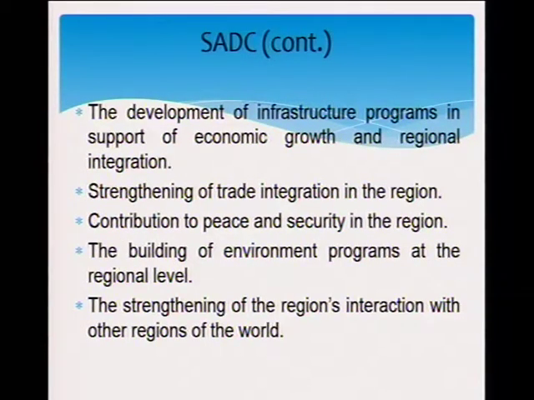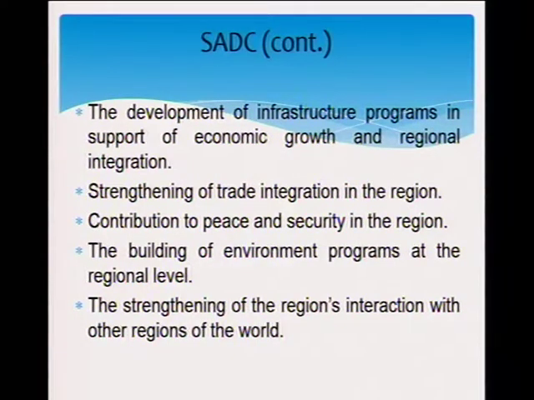Now, what are the benefits or the advantages of regional integration? This is quite important. What are the advantages when countries cooperate together to facilitate development? The first one is the strengthening of trade. Trade is strengthened, and we know the importance of trade. Well, peace and security is another advantage.